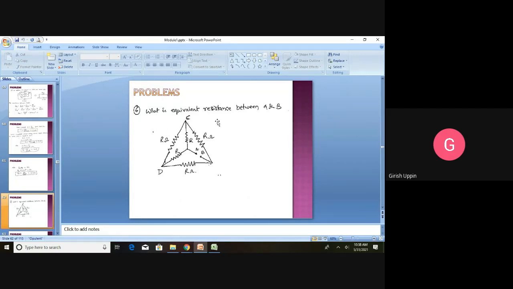Take down the next problem. What is the equivalent resistance between A and B? Where are A and B? This is node A and this is node B. Find out the equivalent resistance.